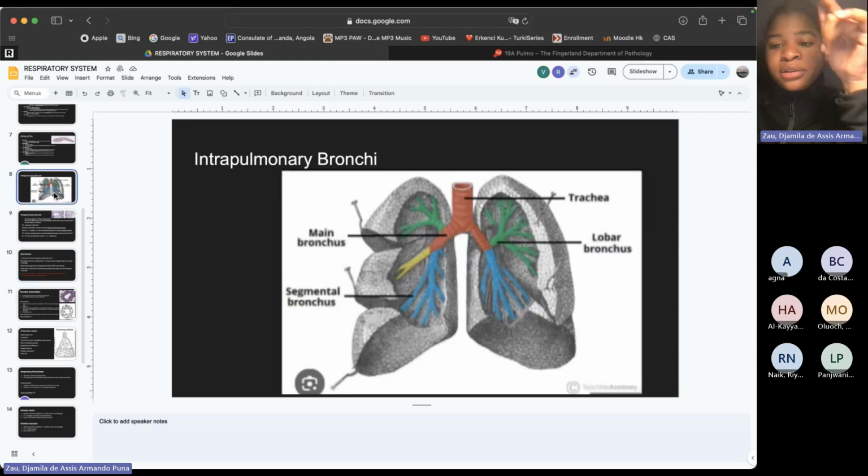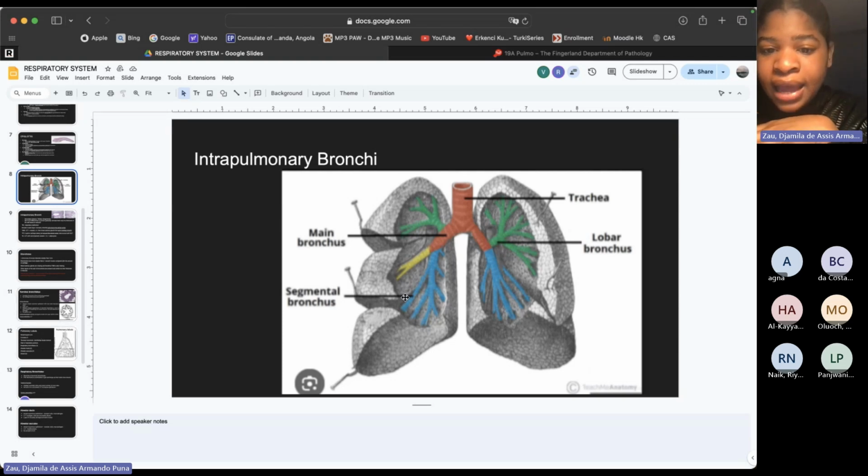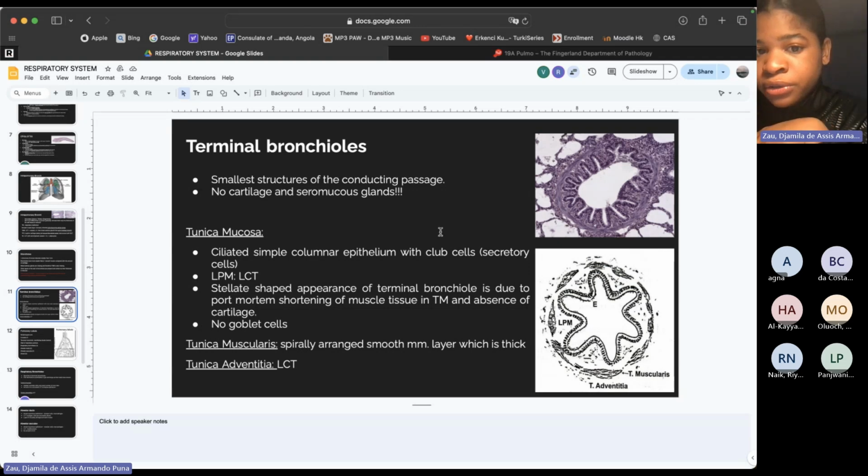And we're going down a tree, guys, right? So we're going from the biggest to the smallest, and we're going to end with our terminal bronchioles. These are the smallest structures that you're going to see, and they are also very noticeable because they look very different from the other bronchioles. They have this star, stellate shape, and there will be no cartilage and no seromucous glands.